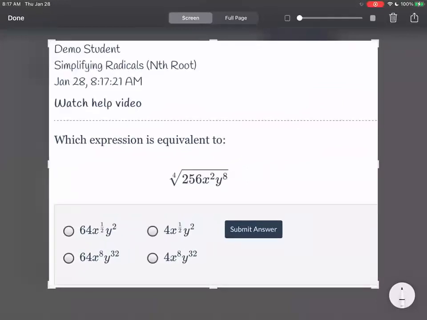Okay, so in order to convert this into the exponent form, we just need to convert this radical, the fourth root, into its exponent form. So I'm going to keep the 256x squared y eighth all inside parentheses, and then because this is a fourth root, the exponent will be 1/4. Hopefully that looks familiar to you because this is a fourth root, so this is the denominator on our exponent.